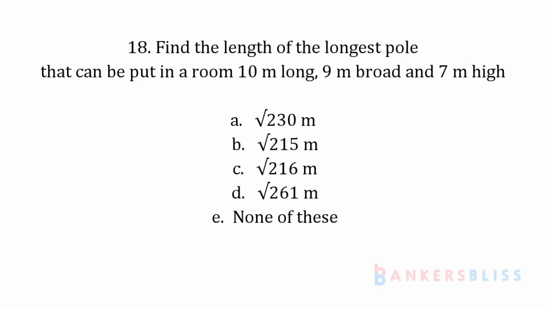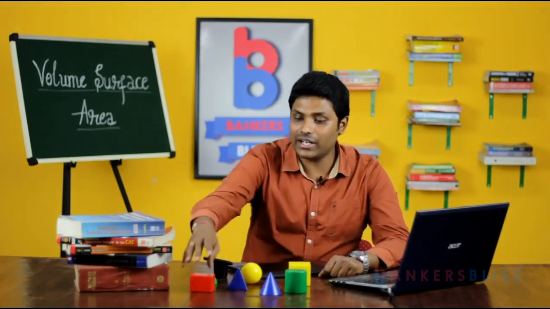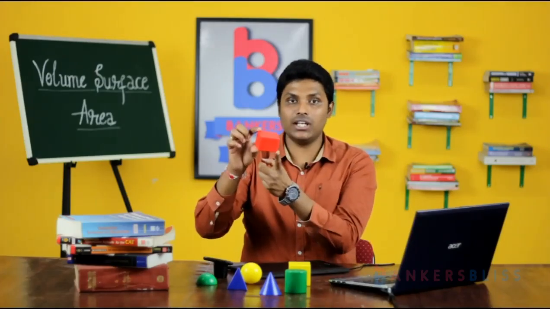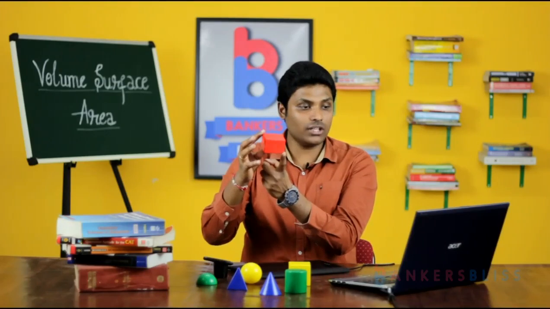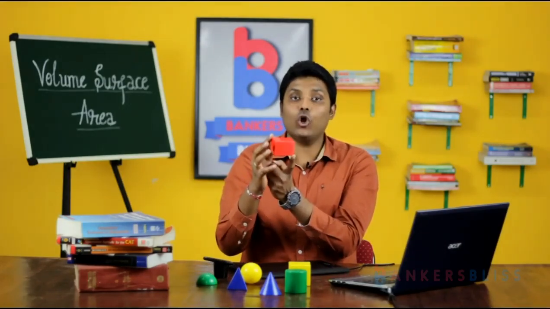Find the length of the longest pole that can be put in a room 10 meter long, 9 meter broad and 7 meter high. See here, in the introductory class itself I had told you the longest pole is nothing but the diagonal of the cuboid. Okay, see here the diagonal of the cuboid. So if this is one point, then this will be the another point. So the diagonal of the room or the diagonal of the cuboid will be the longest pole.